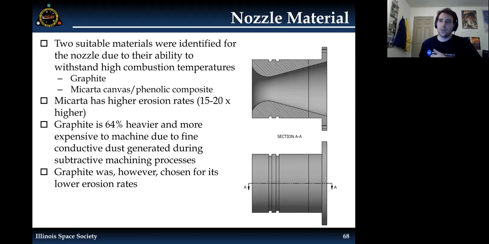So that means you can use the graphite longer and more often. However, the graphite is heavier, like significantly heavier. And it's also expensive to machine, because when you subtractively machine it, you get conductive dust particles that make a huge mess, and machine shops charge extra to clean up. So those are two things that go against the graphite.